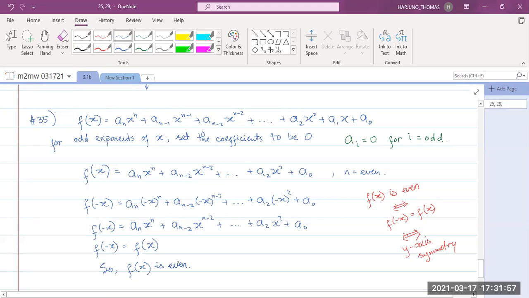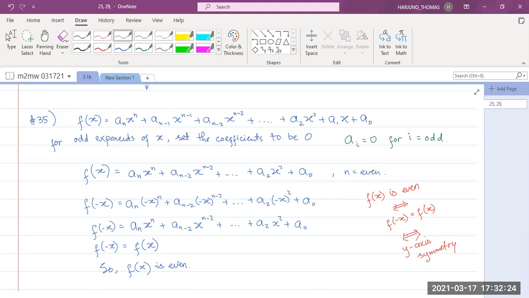Now, if the function is a polynomial, then it is an even function if the exponents of all the terms are even. Only if it is a polynomial, not when it is rational, not in other cases.